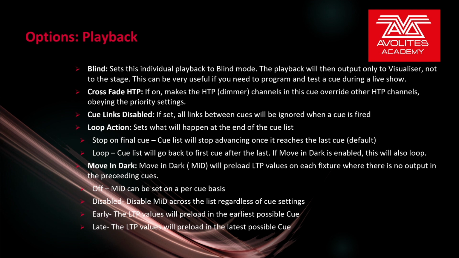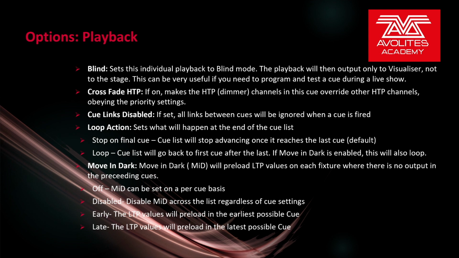Crossfade HTP, if on, makes HTP dimmer channels in Titan in this queue override other HTP channels, obeying the priority settings. So if we had a playback that had our dimmers at 100%, and we wanted them to come in at 50% in the second fired playback, if the crossfade HTP was set on the second playback, the dimmers would dim down to 50% to obey the crossfade HTP.